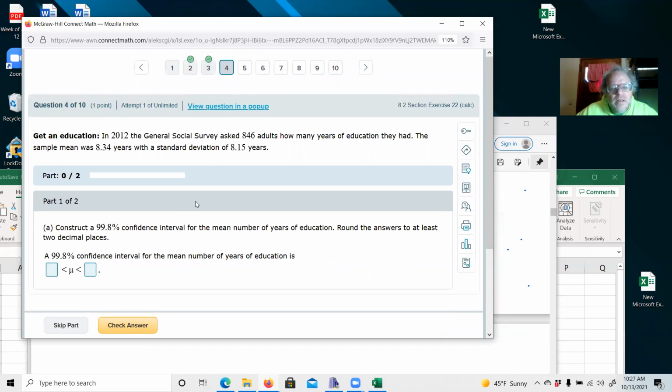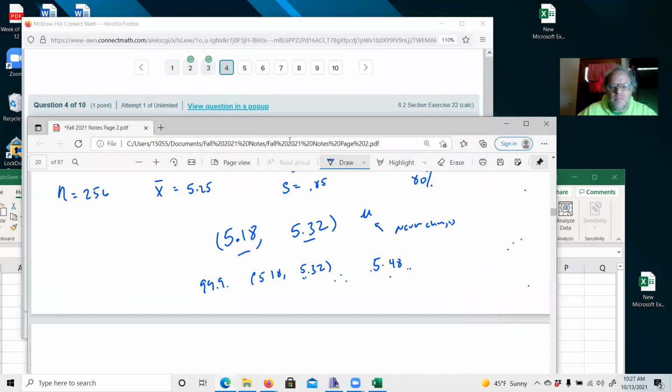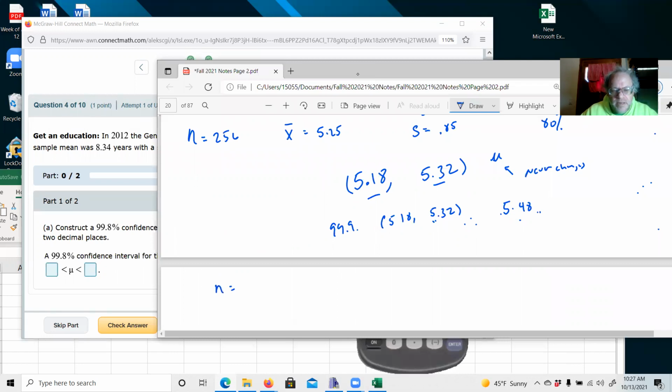All right, so just score. This is kind of the same problem that we just did. That's okay. We asked 846 adults. So my N is 846. What's my degrees of freedom? It's 845. Okay, so 845 degrees of freedom.